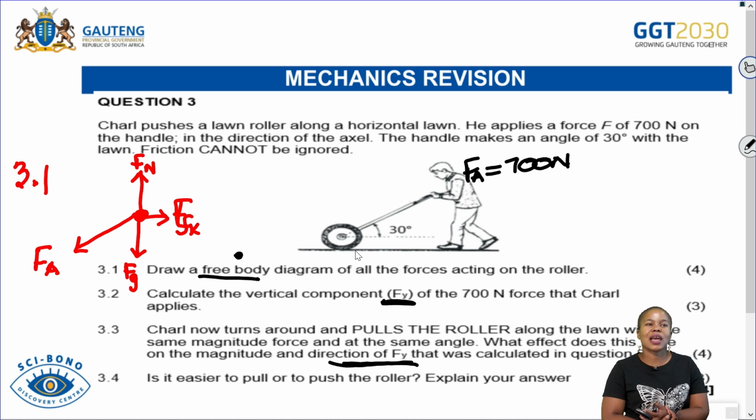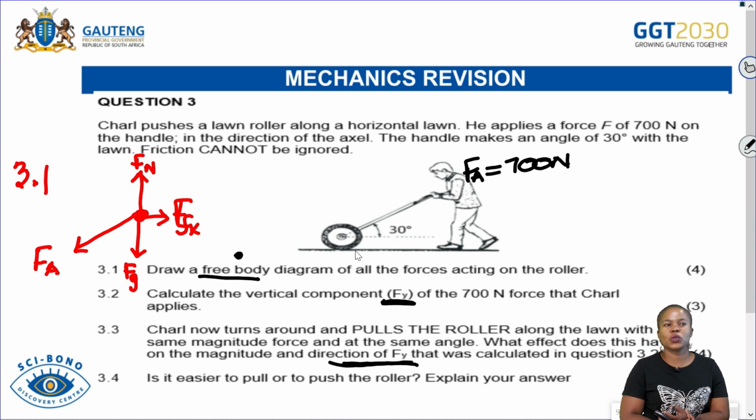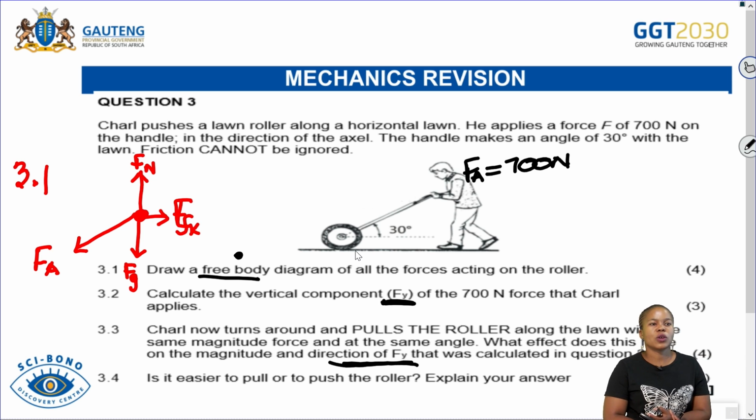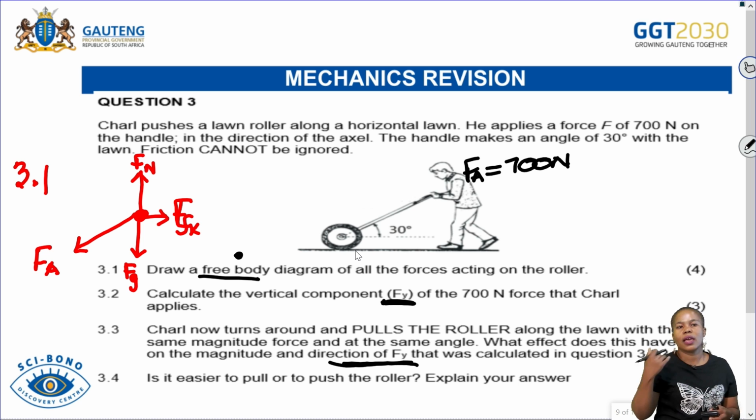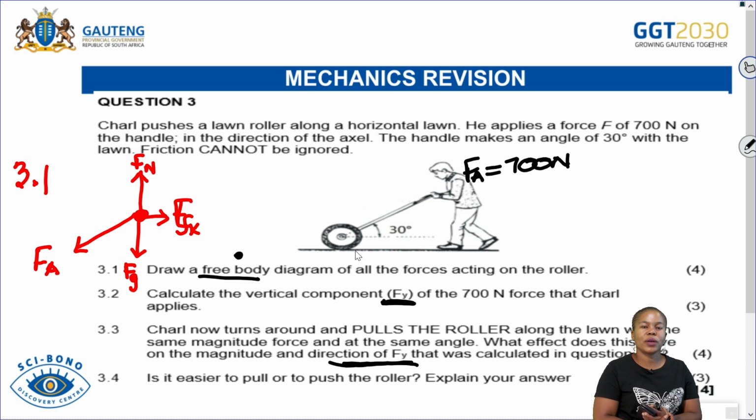Charles pushes a lawn roller along a horizontal lawn, and he applies a force F_A of 700 newtons in magnitude on the handle, in the direction of the axle. The handle makes an angle of 30 degrees with the lawn, and friction cannot be ignored. So the first question, we had to draw a free body diagram, and we reminded each other how it should look and what we should bear in mind whenever drawing a free body diagram.